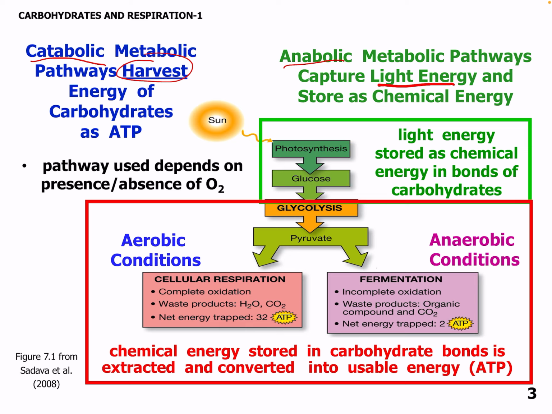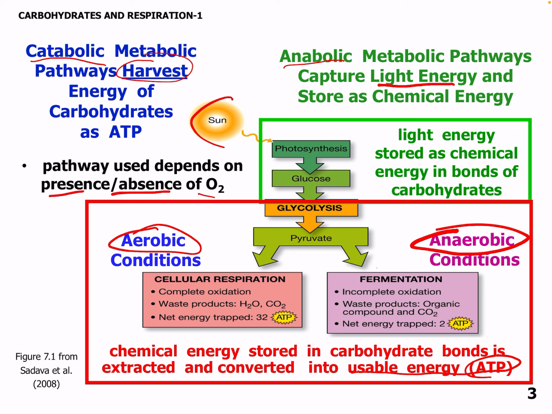The pathway used depends on the presence or absence of O2. So with oxygen we have aerobic conditions, and without oxygen we have anaerobic conditions. So chemical energy stored in carbohydrate bonds is extracted and converted into usable energy through ATP.